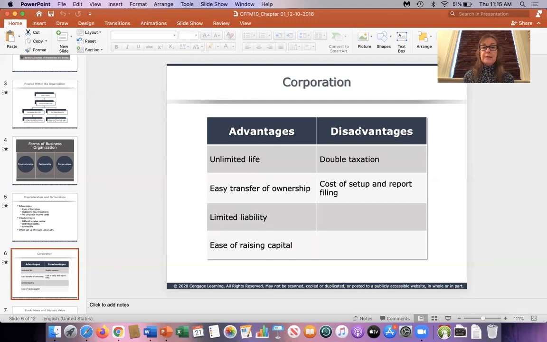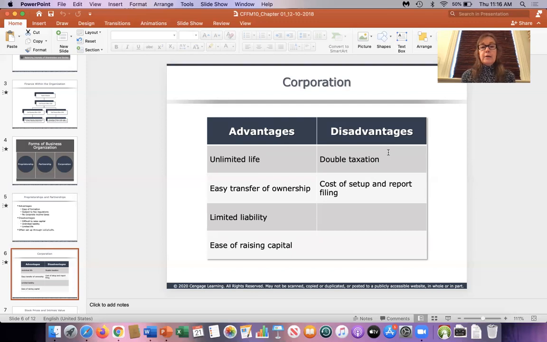Okay, what's the main disadvantage? Double taxation. What we mean by double taxation is first you're taxed at the corporate tax rate. They don't mention this here, but I would say higher taxes plus double taxation. The corporate tax rate is higher than the personal tax rate. So that's one disadvantage. The other disadvantage is double taxation.